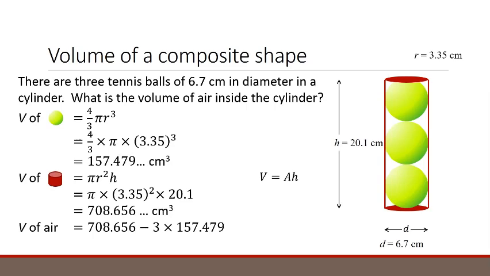And so the volume of air is found by subtracting. We get the volume of the cylinder, which we just found, and we take away 3 tennis balls, so it's 3 times 157.479. And we find that the volume of air then, by doing the calculation, is 236 centimetres cubed, correct to 3 significant figures.